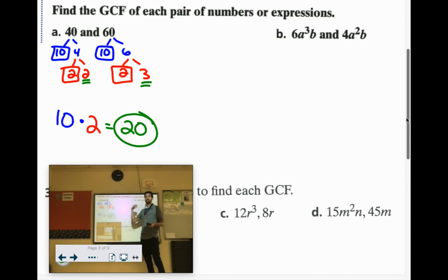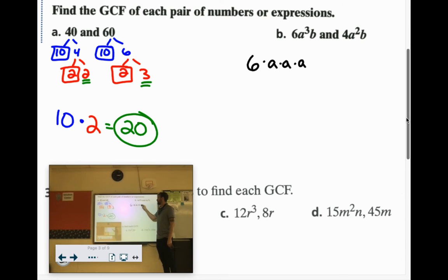So if you can find a larger number right away that goes into them, even if it's not prime, you're saving yourself some steps. 6a to the third b, and 4a to the second b. Okay, here's how I prefer to think of these in my brain. I like to stretch them out a little bit. 6a to the third b is 6 times a times a times a times b. 4a squared b is 4 times a times a times b.